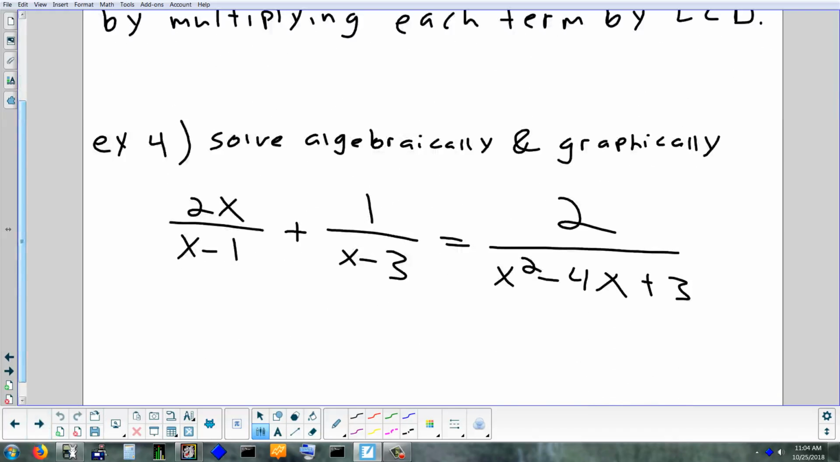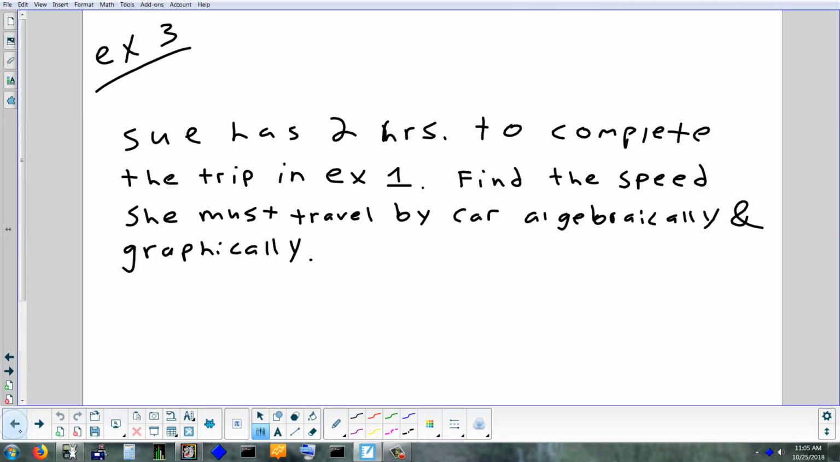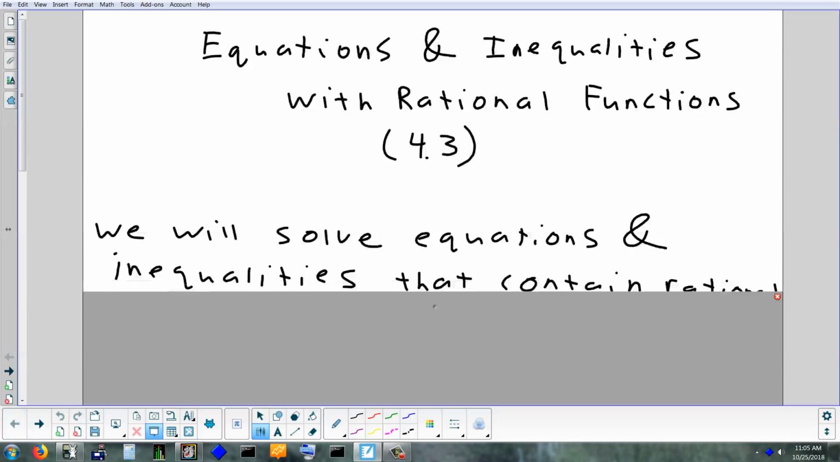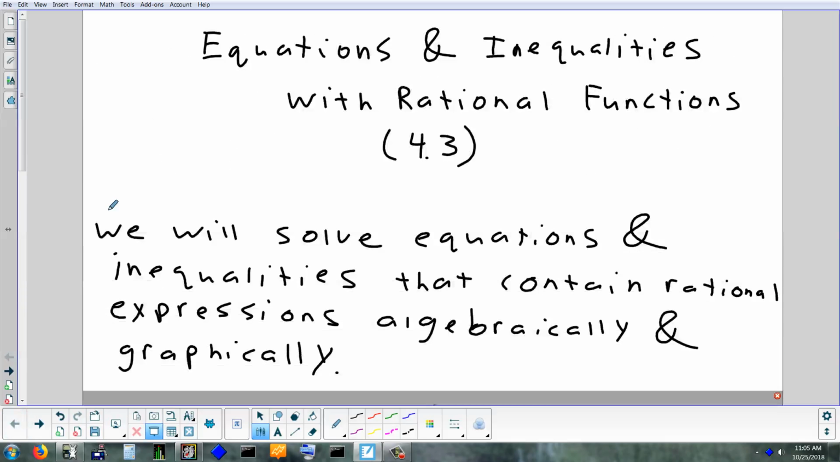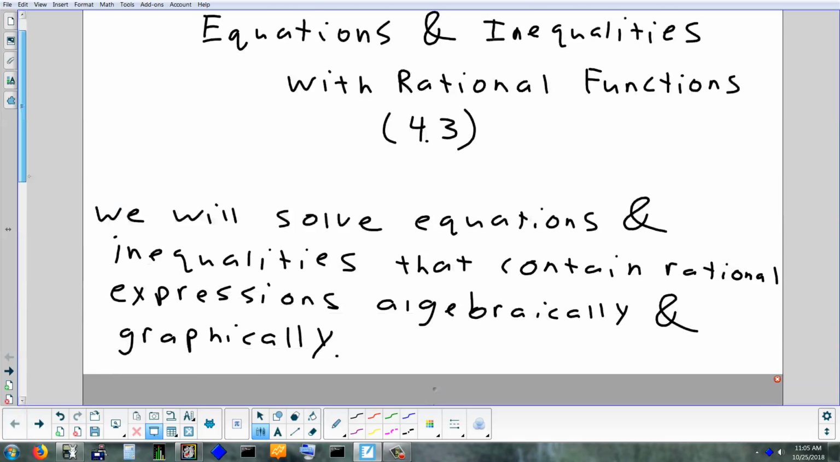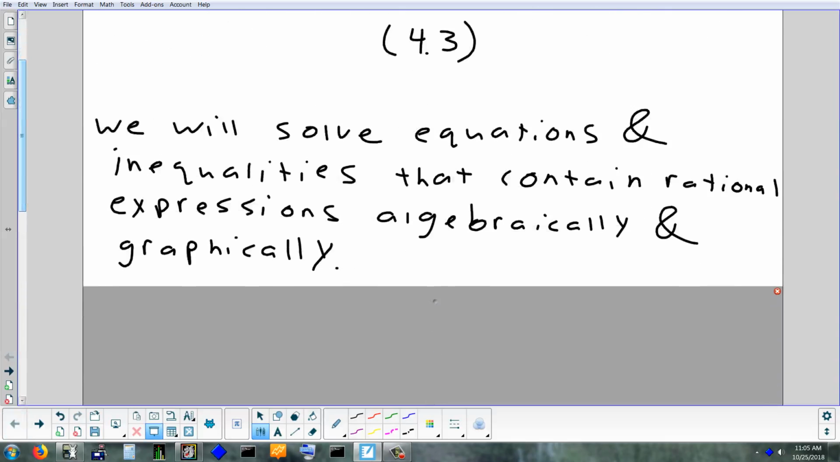That's a rational equation. We've got polynomials in the top and the bottom, and I'll show you how to solve. There's a process you go through, and once you know the process, it's the same process every time. So for equations, we're mostly going to focus on doing it algebraically. When we get to some inequalities, we're going to do it graphically. If we have time, maybe we'll look at an equation graphically, but we'll see.